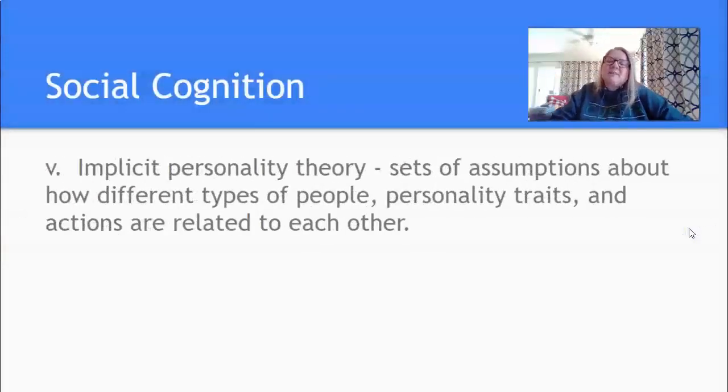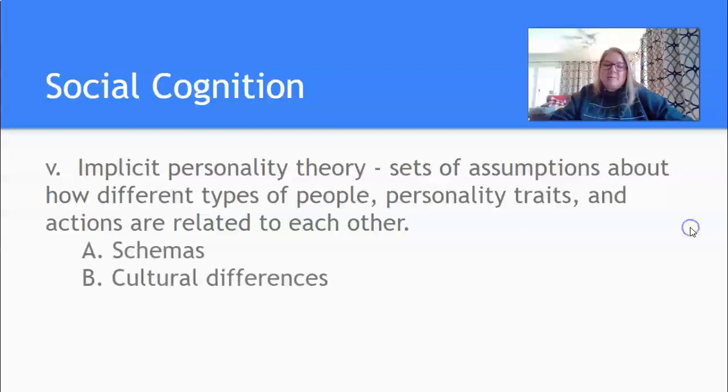Okay, we have something called the implicit personality theory, which is a set of assumptions about how different types of people, personality traits, and actions are related to each other, okay? So we come up with a schema, which is basically a set idea of what different types of people are like. I will just tell you right now that this ends up being kind of the foundation of sometimes where prejudice and discrimination comes into play.